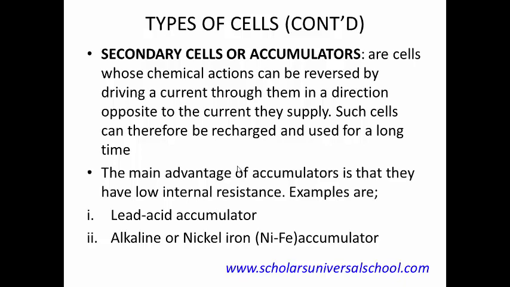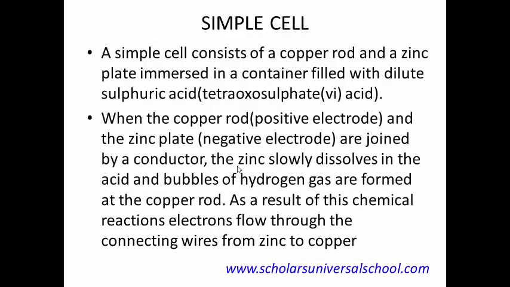And they have a very low internal resistance. The secondary cells have very low internal resistance. Now, the examples of secondary cells will be your lead acid accumulator and your alkaline or nickel iron accumulator. In the course of the class, we'll be explaining the secondary cell deeply. Now, for the purpose of this class, we'll be talking of the primary cells majorly.